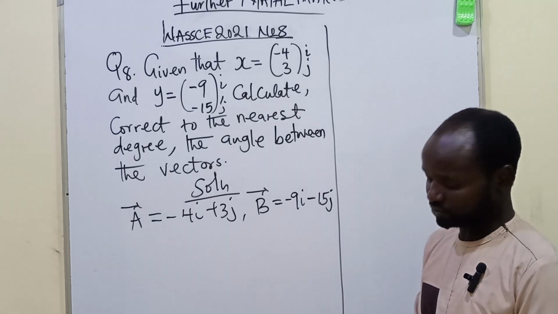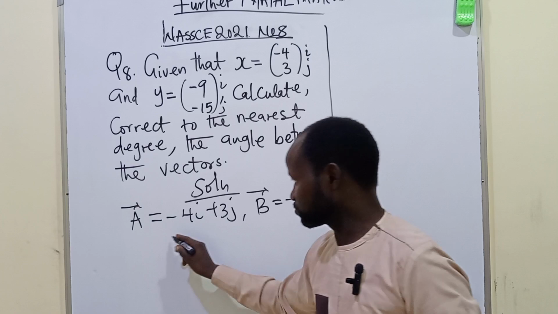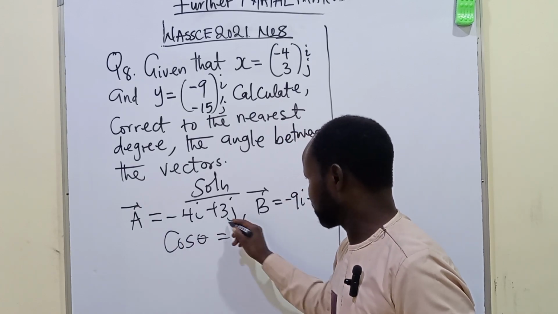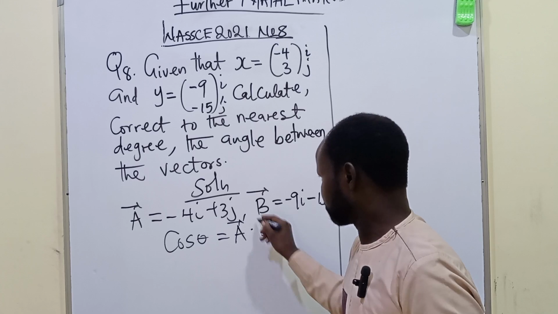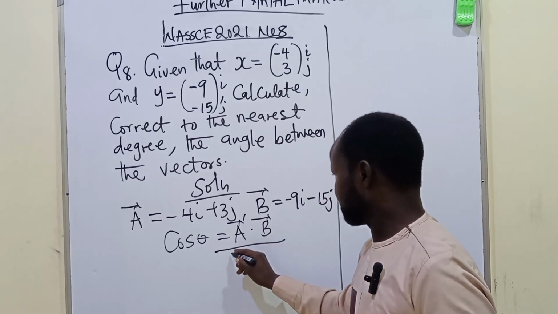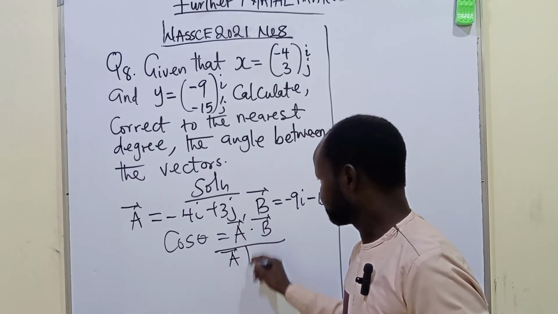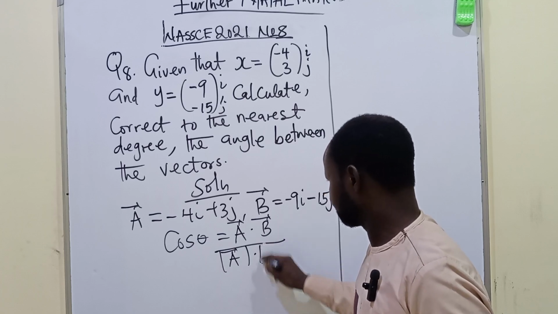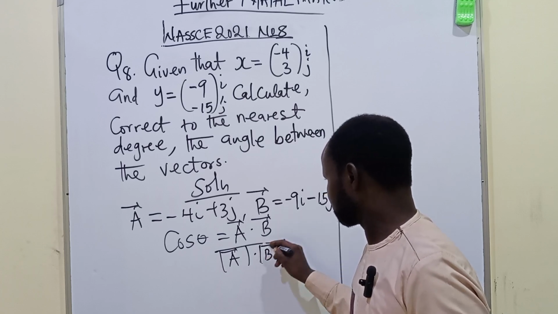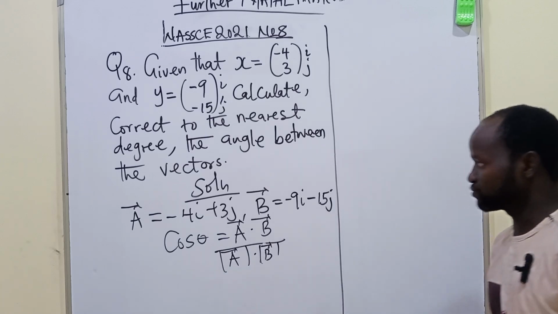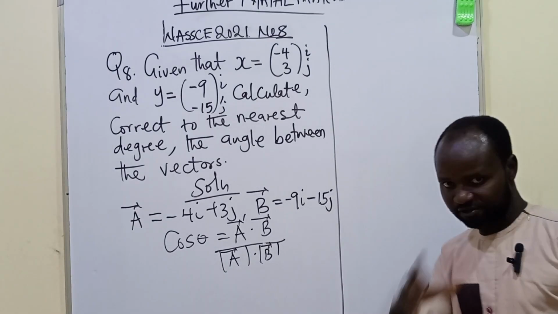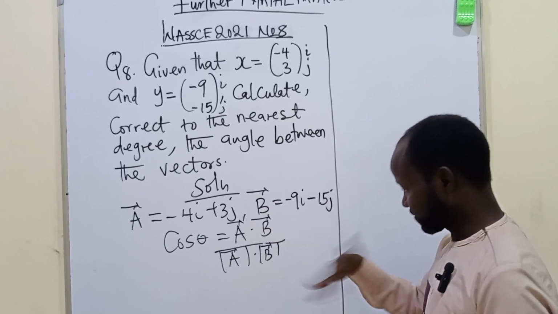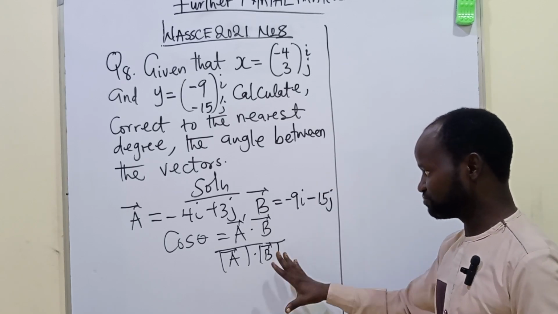The angle between two vectors is given as cos theta equals vector A dot vector B divided by the magnitude of vector A times the magnitude of vector B. So this is the formula we are going to use. For us to use this formula well, we need to find the magnitude of vector A as well as the magnitude of vector B respectively.